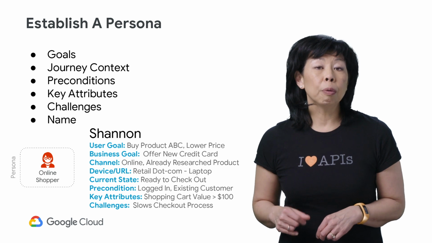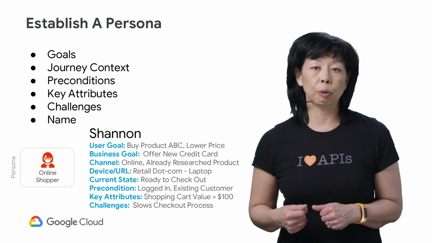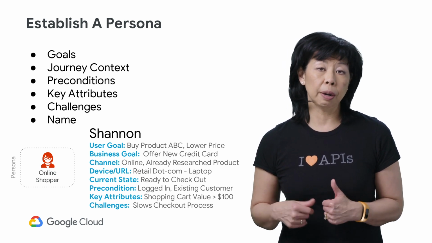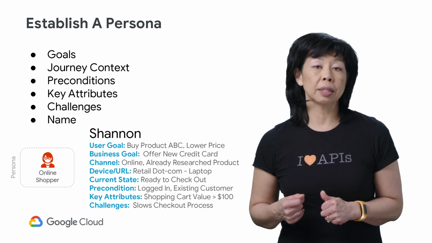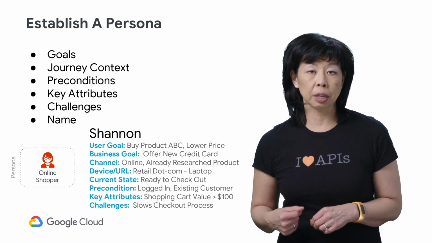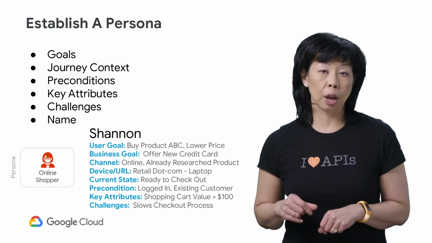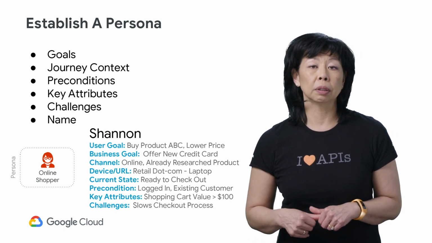To further flesh it out, we write down what Shannon's goals are. In this case, it's to buy a product and lower the price. Our business goal, on the other hand, is to get Shannon to sign up for the credit card. Next, we write down the customer journey context, as in where Shannon is in the overall journey and what Shannon has already done. In this case, Shannon has already researched the product and is on the retailer's shopping website, has added it to the cart, and is ready to check out.